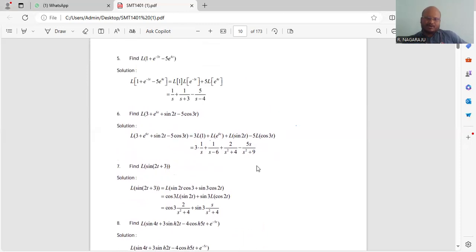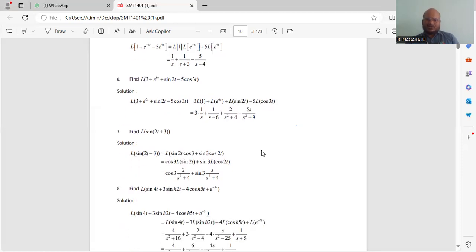So here one more problem is there, 6-1. There is 1, 2, 3, 4, four functions. You can use the linear property. Means here L of f of t, g of t, h of t, and you can take j of t. Each and every time you have to use the linear property and split it: Laplace of 3, Laplace of e power 6t, Laplace of sin 2t, and Laplace of 5 into cos t. You have to apply this, and you can take the LCM for the answer.